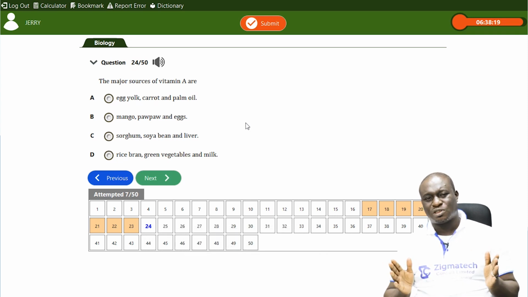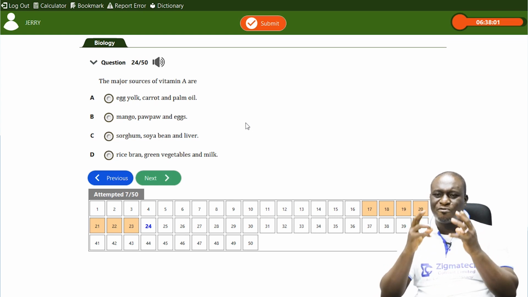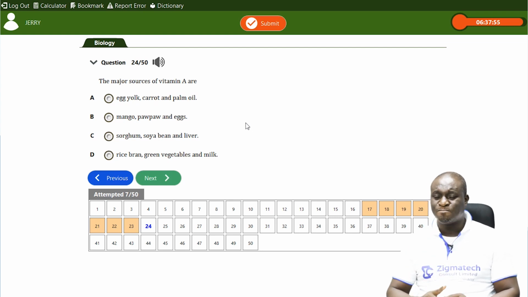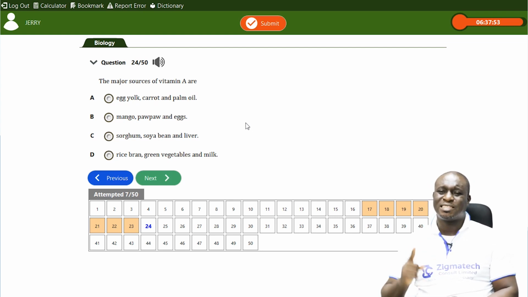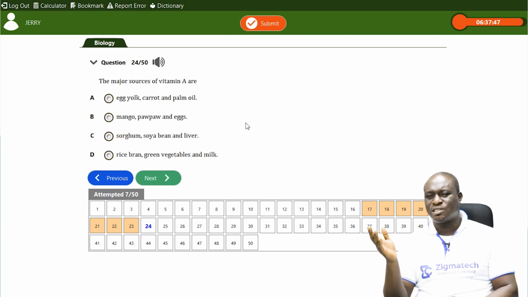Now, there are several sources. In fact, they include mostly fruits and vegetables. We have the carrots, we have the egg, we have palm oils. There are so many of them that are good sources of vitamin A. Now, the major function of vitamin A is for proper vision. It aids proper vision, and that's why the deficiency of vitamin A causes what we call night blindness. Now, the deficiencies of other vitamins, like vitamin B, cause beriberi.